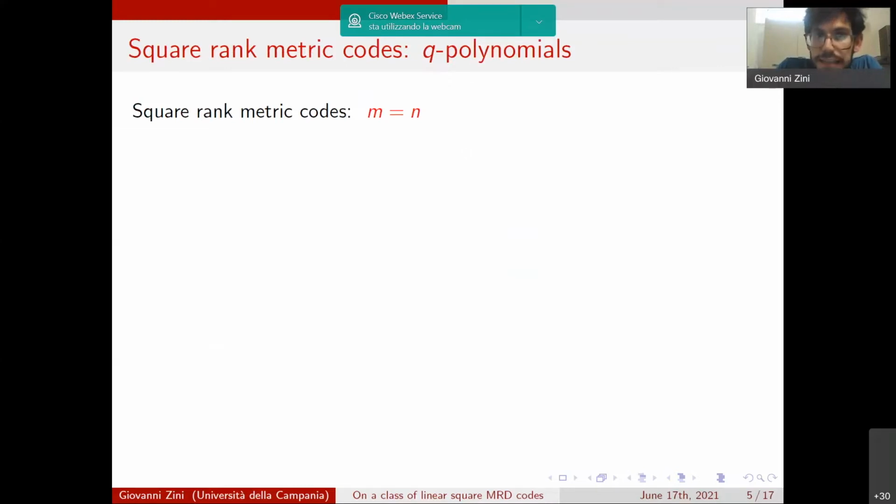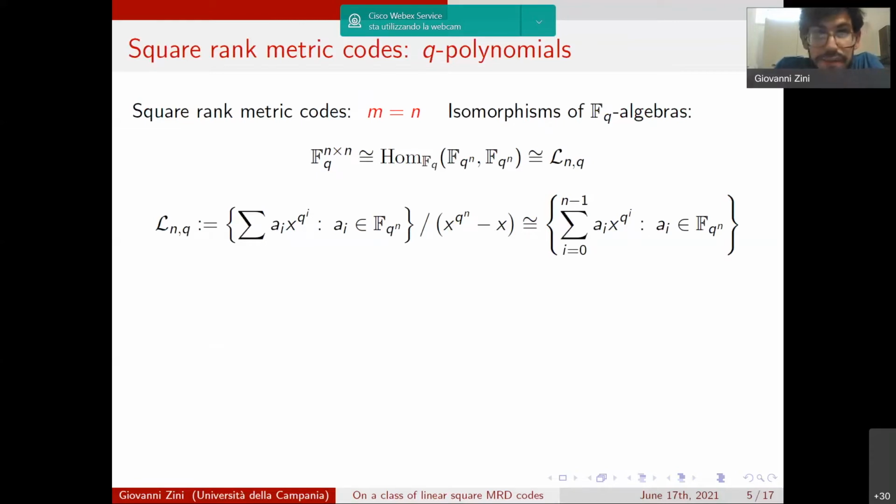We focus on the square case, so m equals n, and in this case, as said by Giovanni before, we can look at the ambient space as the space of q-polynomials over F_{q^n} with bounded degree less than q^n, with composition modulo the polynomial x^{q^n} minus x, defining the field F_{q^n}. Actually, basing on the fact that F_q-linear maps over F_{q^n} are uniquely described by q-polynomials of this shape of bounded degree.